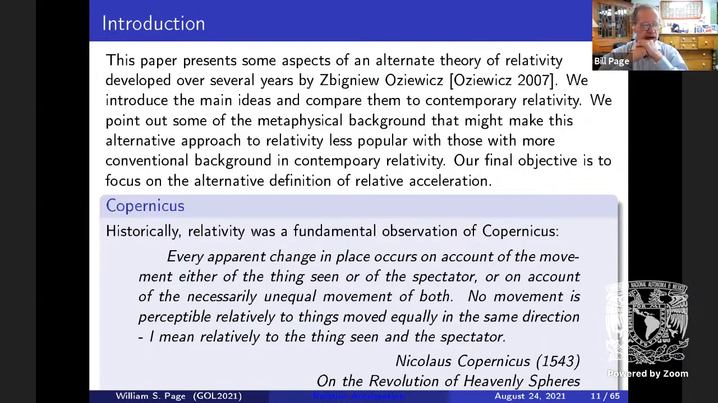Zbigniew was fond of pointing out that relativity is a really old subject, and that it was actually people like Copernicus who made it clear that relativity was fundamental to physics. It wasn't, in other words, invented by Einstein. The only addition that was fundamental to special relativity had to do with limitations of the speed of light, which made it necessary to extend the notion of relativity considerably.